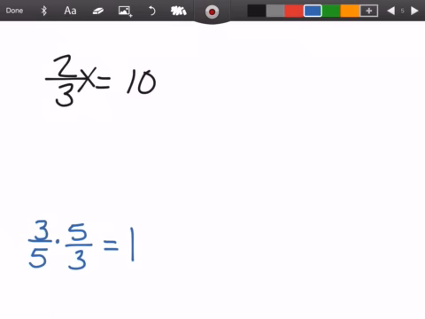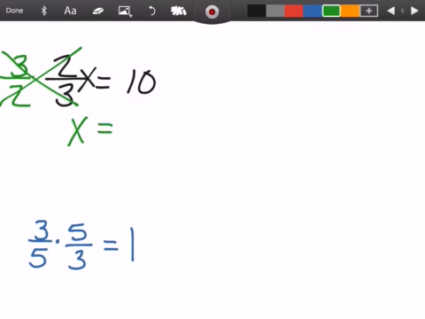So for 2/3 x, the reciprocal of 2/3 is 3 over 2. When I multiply these, my 2's would cancel, my 3's would cancel, and I would have just x. Again, this is balancing the scale, so since I multiplied by 3 over 2 on the left, I'm also going to do it on the right.